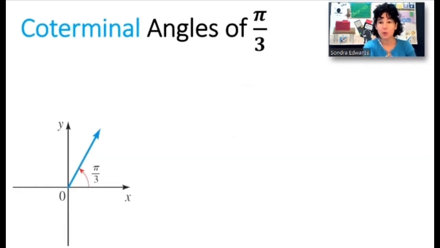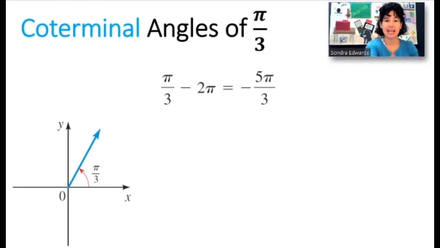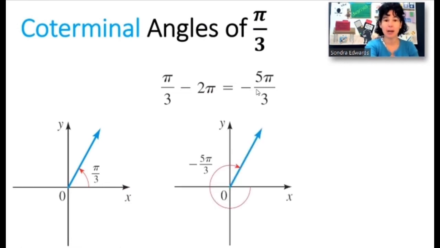You can do the same thing when it comes to radians. You can add or subtract 2 pi as many times as you want. So for example, if I subtract 2 pi, now granted I would want a common denominator. I would multiply top and bottom by 3, making that minus 6 pi over 3. But pi over 3 minus 6 pi over 3 is negative 5 pi over 3. And if I rotate backwards, so clockwise, 5 pi over 3, I land in the same location. They share the same terminal side.